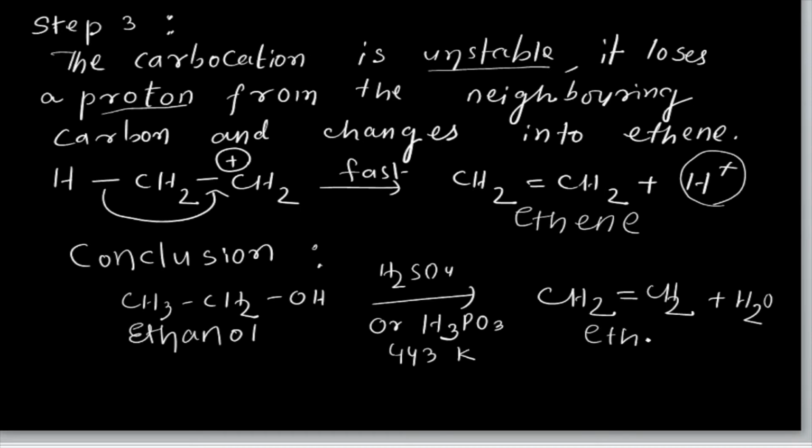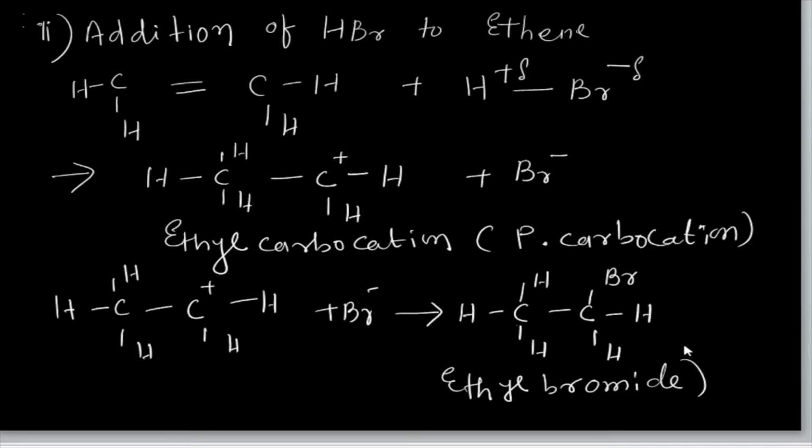So what is the conclusion? Here there are 3 steps of the reaction, and the last step is you are getting ethene. Similarly, another important reaction is the addition of HBr to ethene. What happened here? In ethene, there are 2 hydrogens and 1 carbon on the left side, and 2 hydrogens and 1 carbon on the right side, and that is symmetrical ethene.